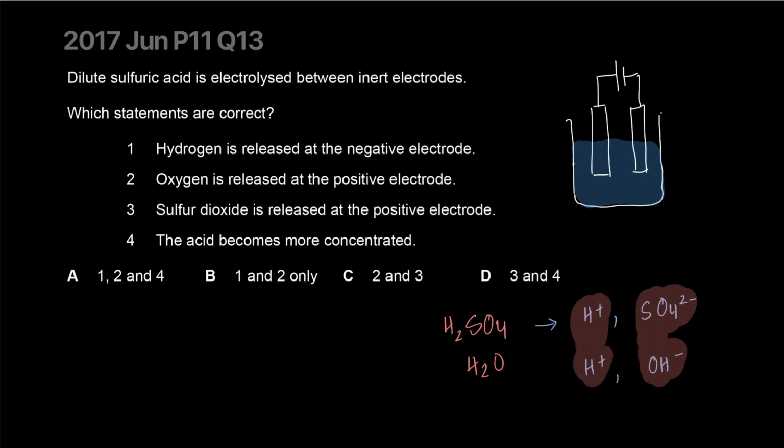Cations will discharge at the cathode. So at the negative electrode, the cations will discharge. So you have only one. Both sulfuric acid and water are producing H plus ions, which will discharge. So there's no competition. So at the cathode, H2 gas is produced because H plus gains electrons from the cathode, and hydrogen is produced, right?